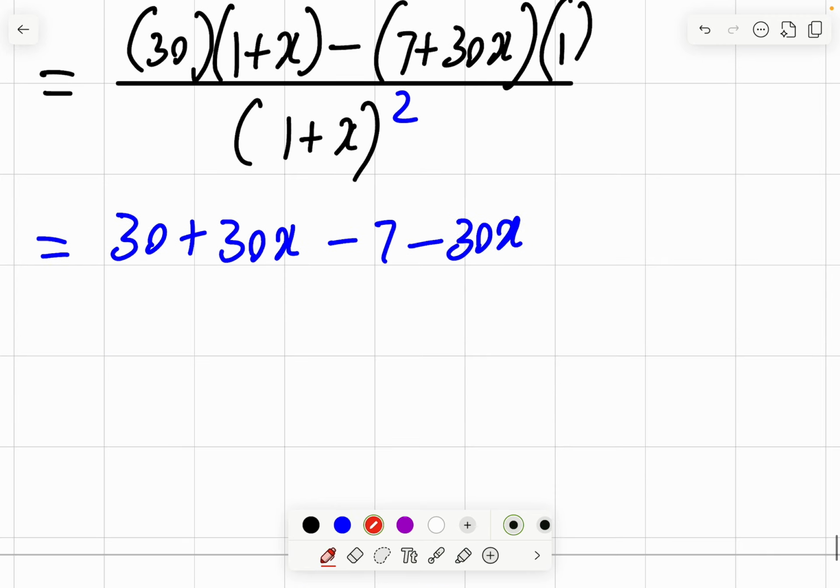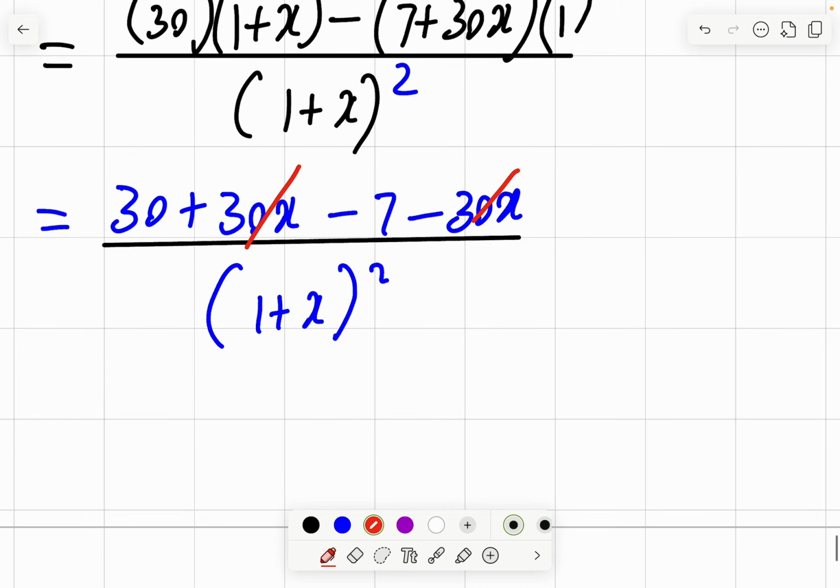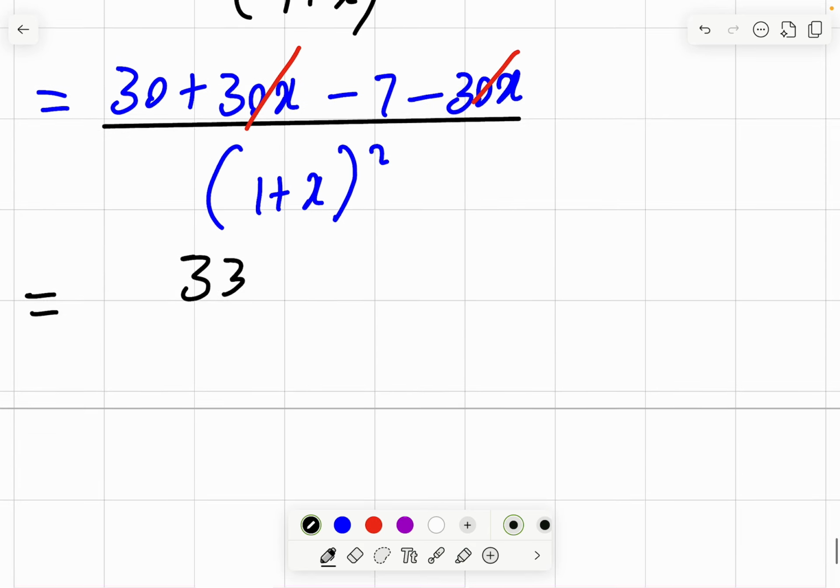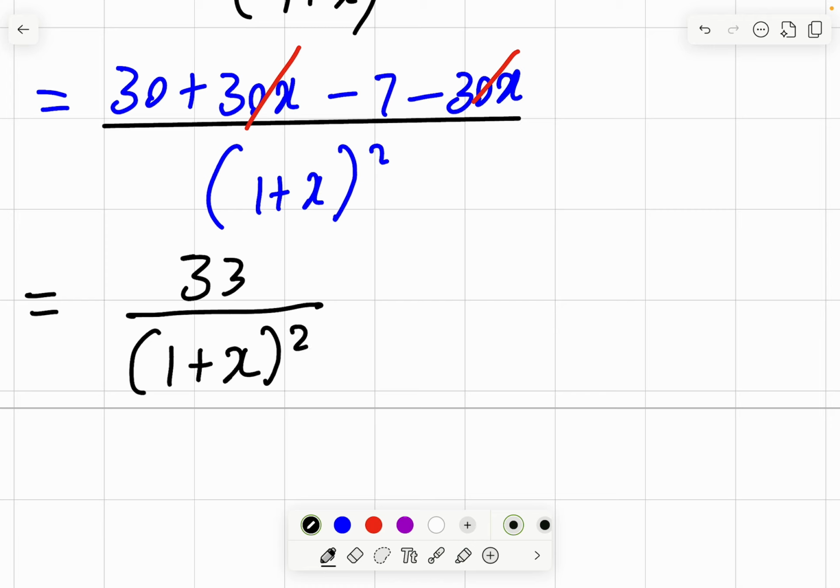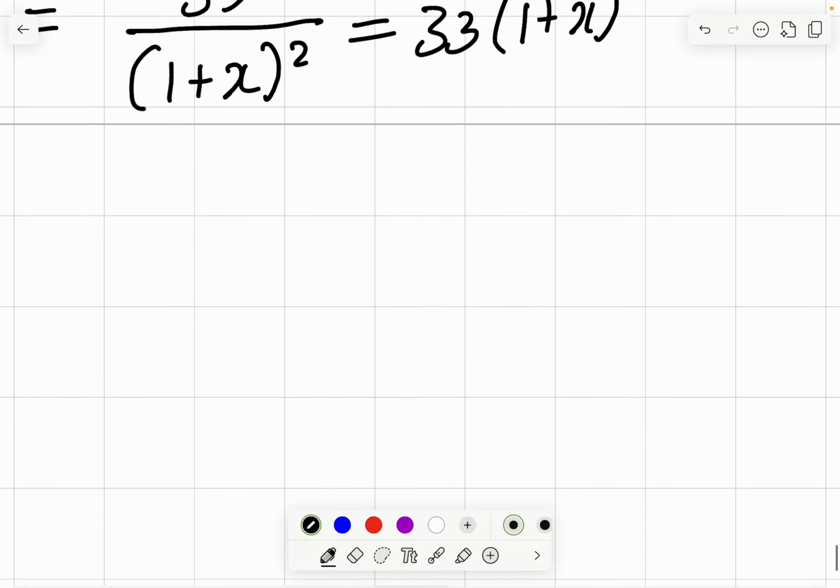And then I have what? I have 1 plus x all squared. I know this 30 cancel that one. Then 30 minus 7, I'm going to remain with what? With 33, all divided by 1 plus x all squared. I can rewrite that as 33 times 1 plus x to the negative 2, if you want. It's still fine. So let's go to another question.